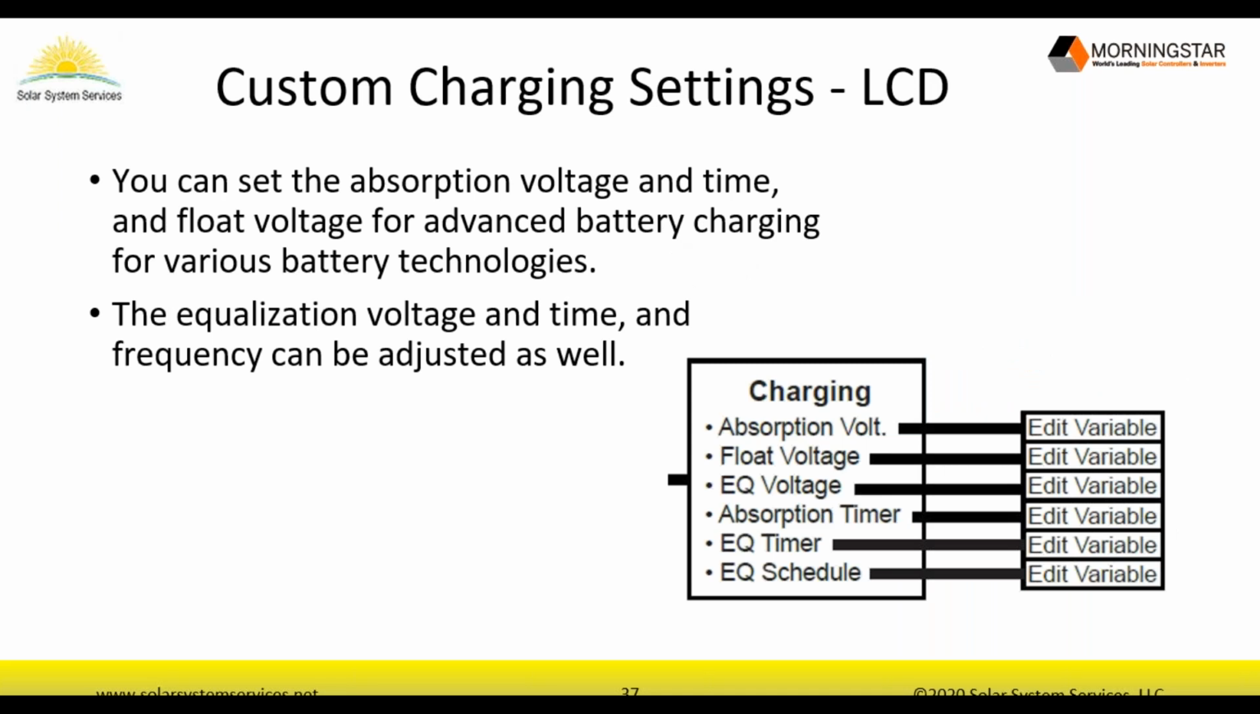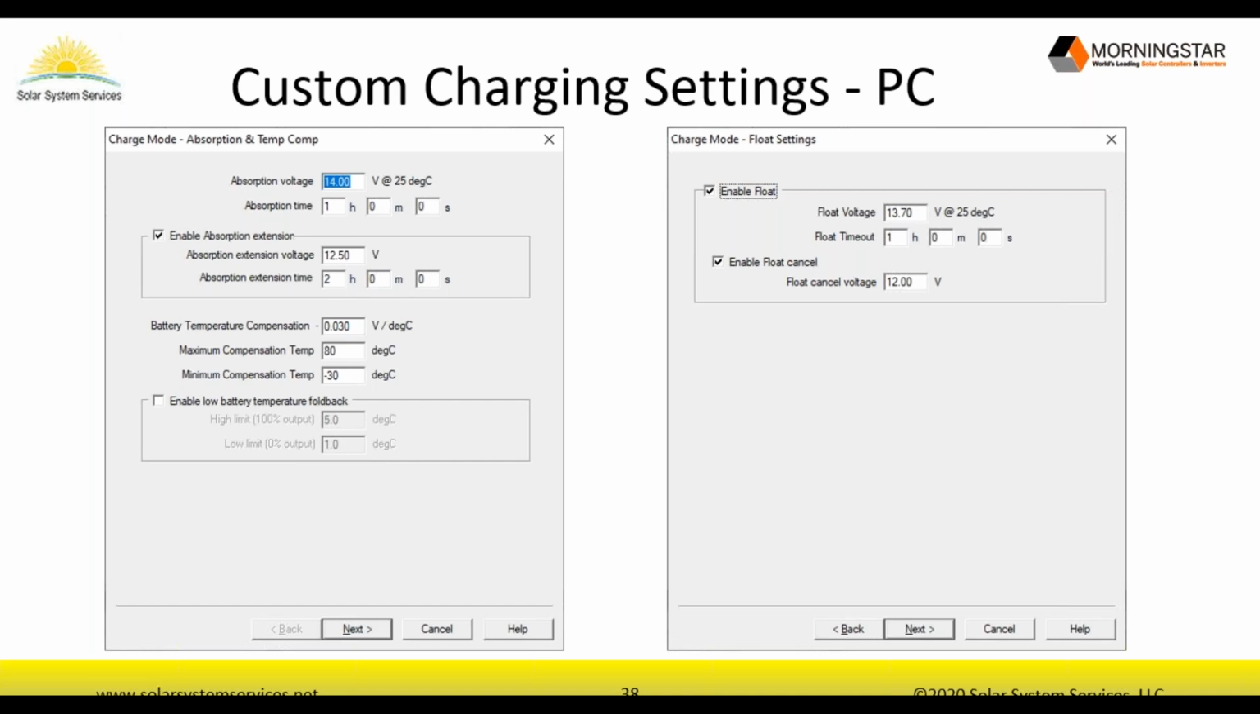Okay, under charging, the absorption voltage I mentioned, you can adjust that, the float voltage, the equalization voltage, as well as the time. You can adjust the absorption time, equalization time, and even equalization schedule. So you can adjust all of those things via the meter and the keypad. If you want to do it via the computer, it looks something a little bit like this. Again, you can go in there and change all the same settings.